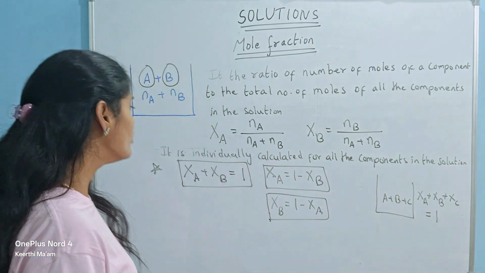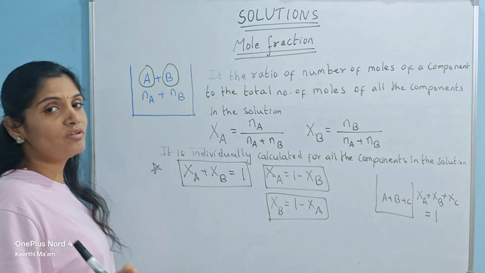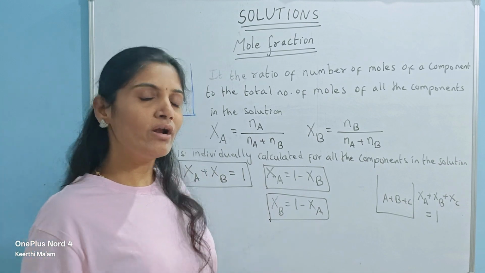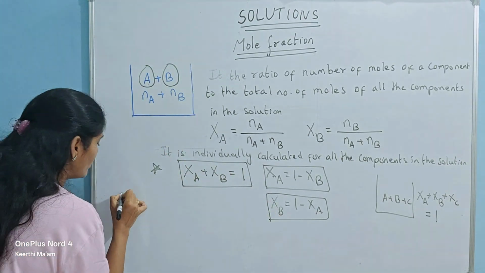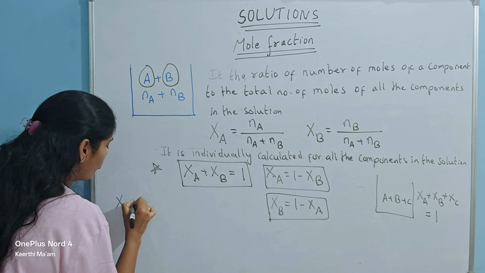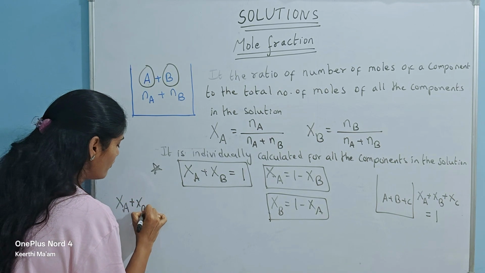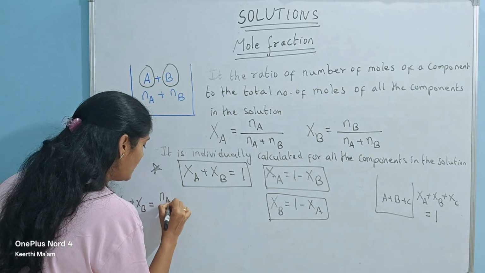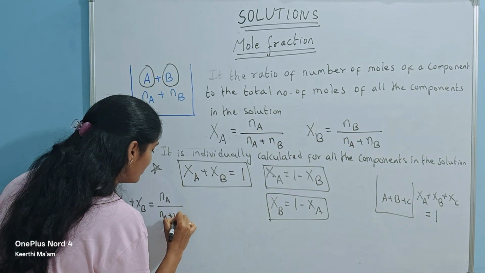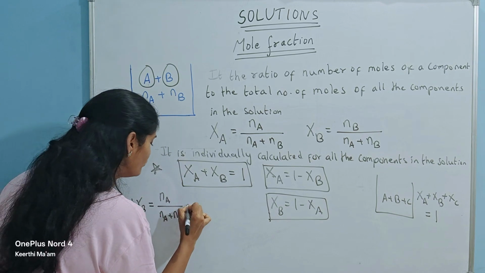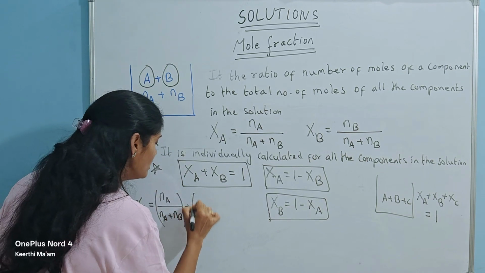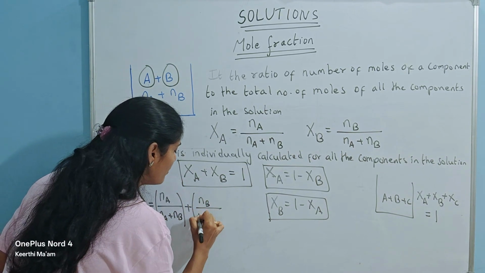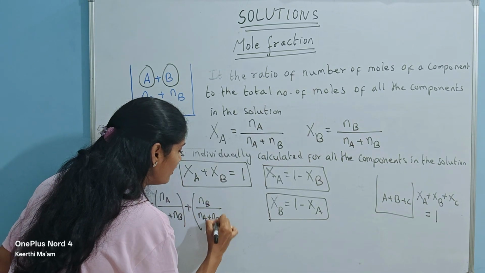Now if you are thinking how the sum of both is always equal to 1, can you prove it? Let us see how it is actually equal to 1. For that, mole fraction of A plus mole fraction of B is equal to, what is mole fraction of A? Na divided by Na plus Nb. Plus, what is mole fraction of B? Nb divided by Na plus Nb.